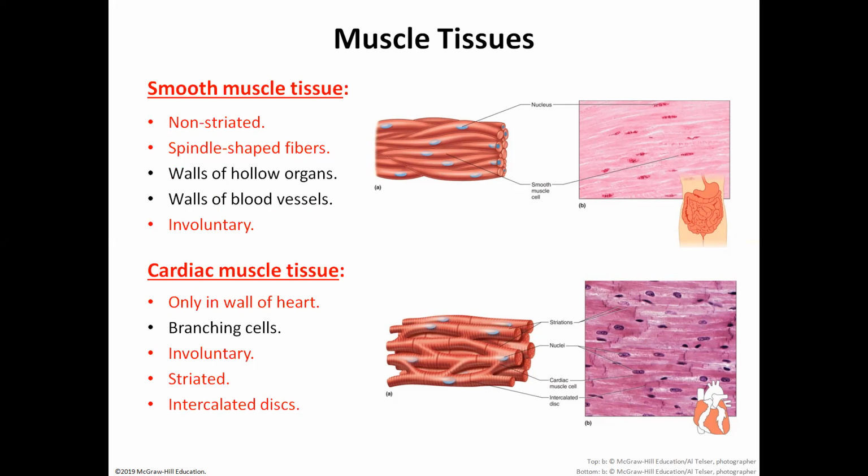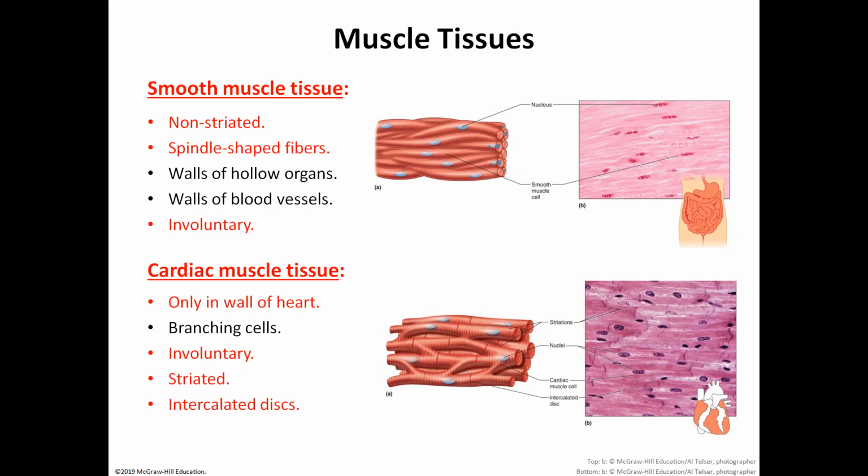So where we're going to find these guys are in our eyes when we think about our pupils dilating. They make up walls of hollow organs, our blood vessels. So when we think about our GI tract, our stomach and our small intestine and large intestine, we have no control over that. So that's going to be composed of smooth muscle. So anywhere where you have involuntary movement, that's not the heart, it's going to be composed of smooth muscle.